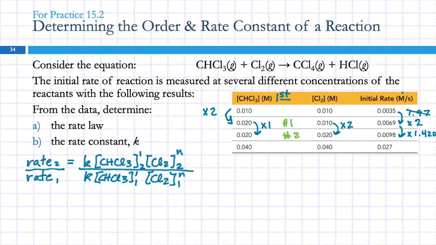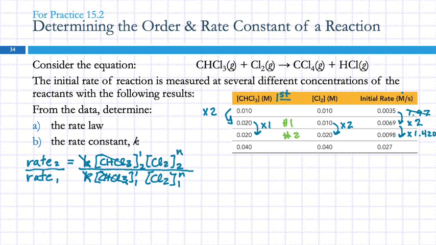You kind of have to go back and look at it, make sure you did it correctly. So, in the 2 experiments that we chose, CHCl3 is the same for both, right? So that's going to cancel out. Everybody cool with that? The rate constant isn't changing because it's a constant, so that's going to cancel out.